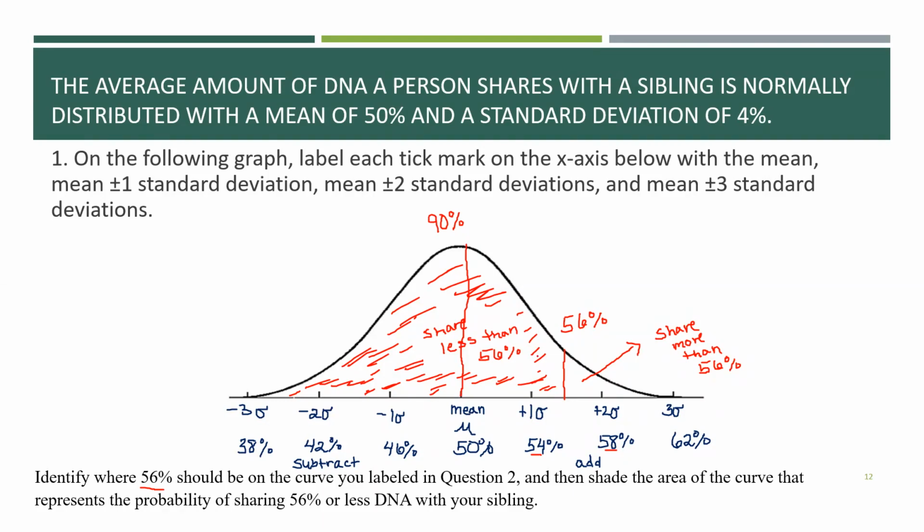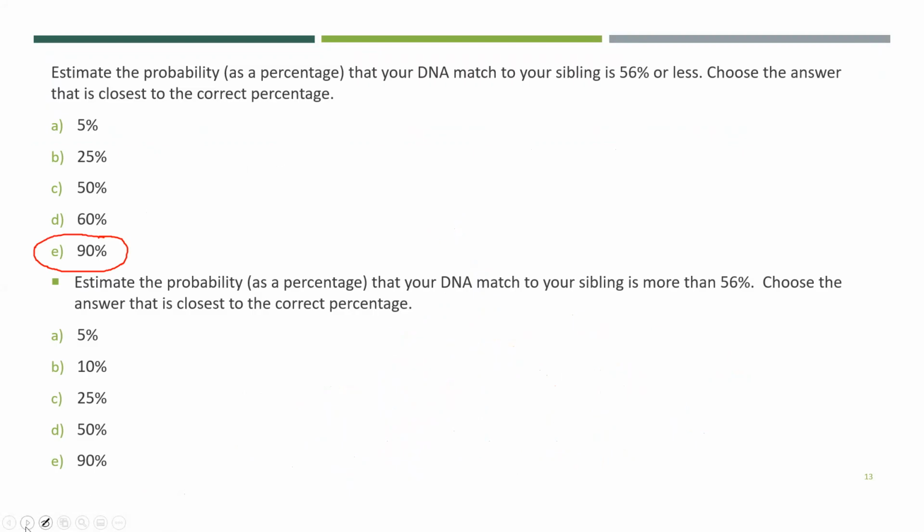And so our next question is then what percent would be above? So what is the percent of sibling pairs that share more than 56%? And so we bring into play one of the key characteristics of the normal curve, and that is that 100% of the data is under that curve. So we estimated that 90% of sibling pairs share 56% or less of their DNA. And so we need the number that would add up to 100 with 90%. And so that would mean that 10% then share more than 56% of their DNA.